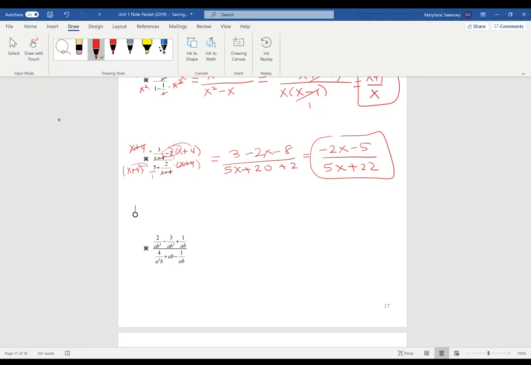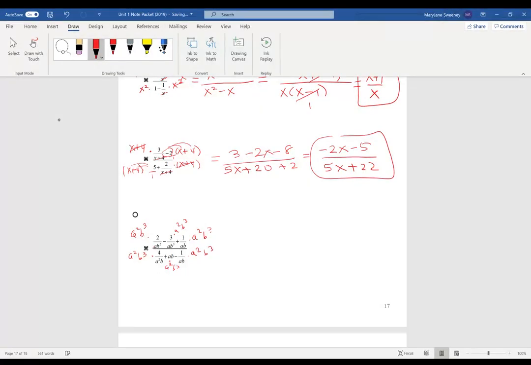Next one, all right, we got to scan the problem. We need the highest power of A and the highest power of B. Looks like we got A squared and B cubed. Okay, so everything gets an A squared B cubed. This gets an A squared B cubed. This gets an A squared B cubed. So this is times A squared B cubed. This is times A squared B cubed.